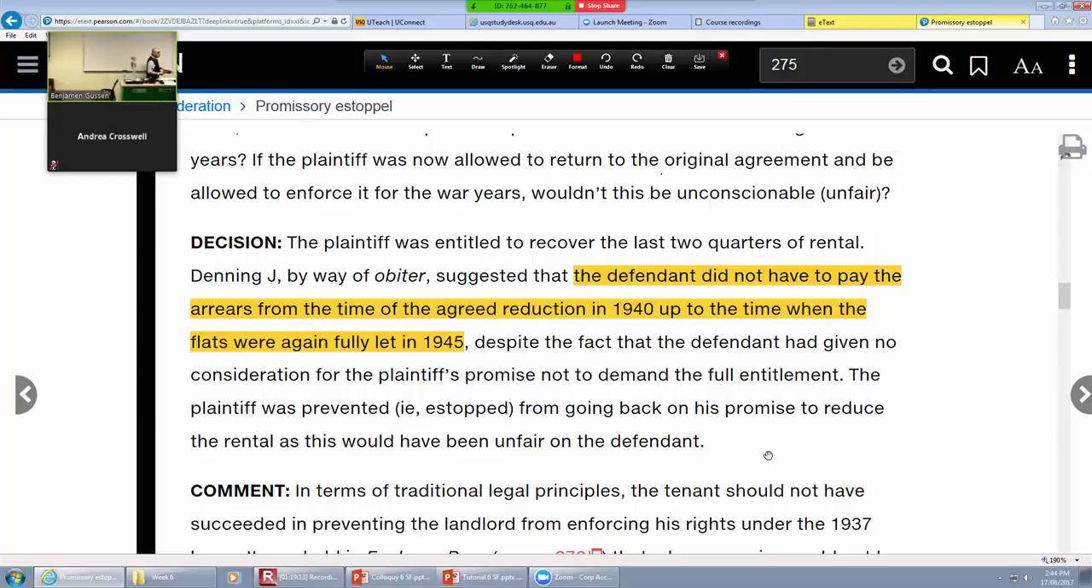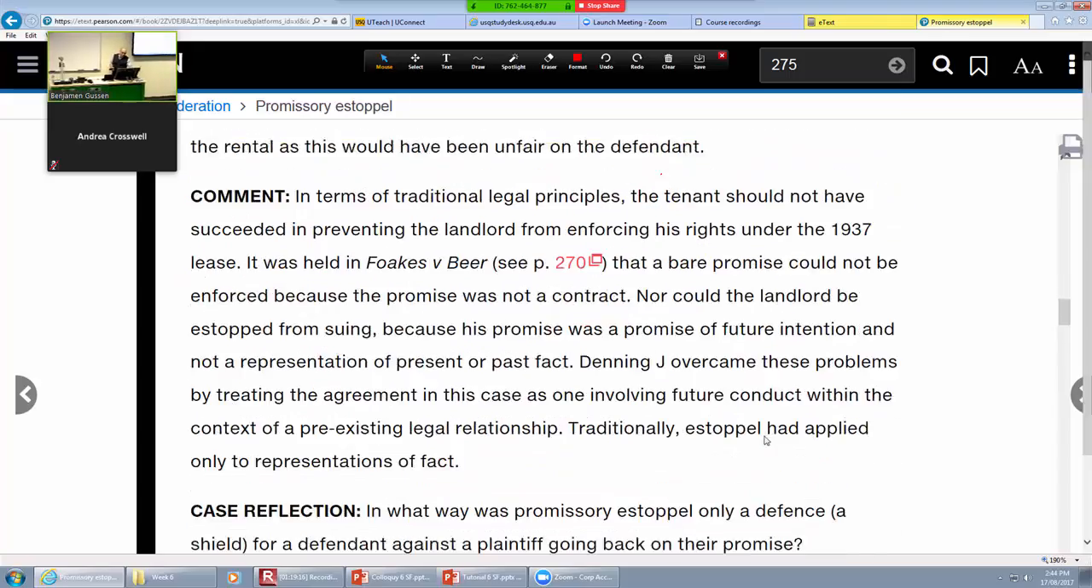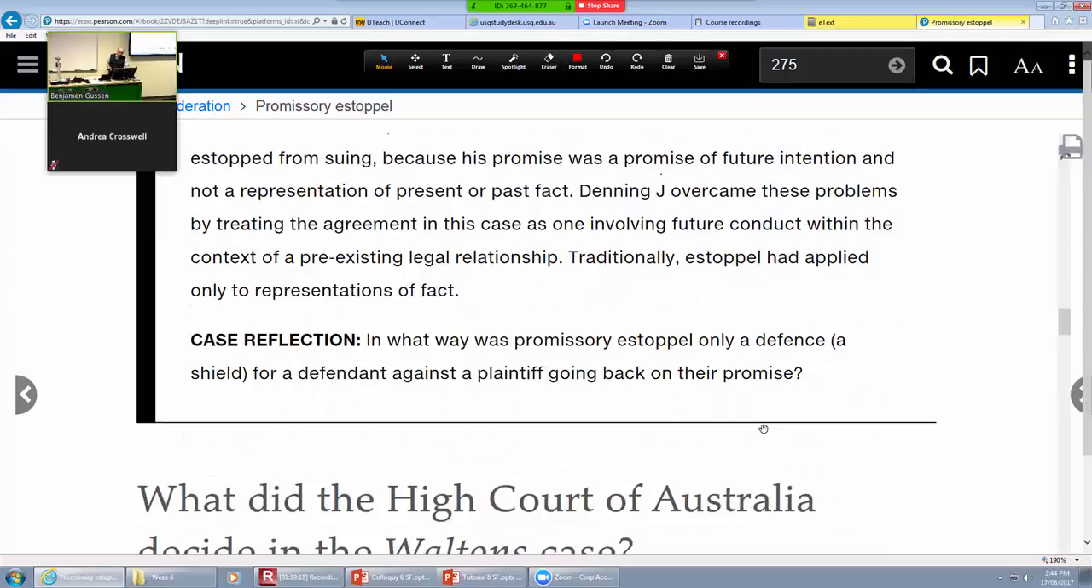All right. This is what we call using estoppel as a shield. It's being used as a shield by the innocent person. So the innocent person is saying, I shouldn't pay you for those arrears because you promised me, even though I did not provide consideration. In Walters, that's going to be used as a sword. I'll leave that for you to look at.